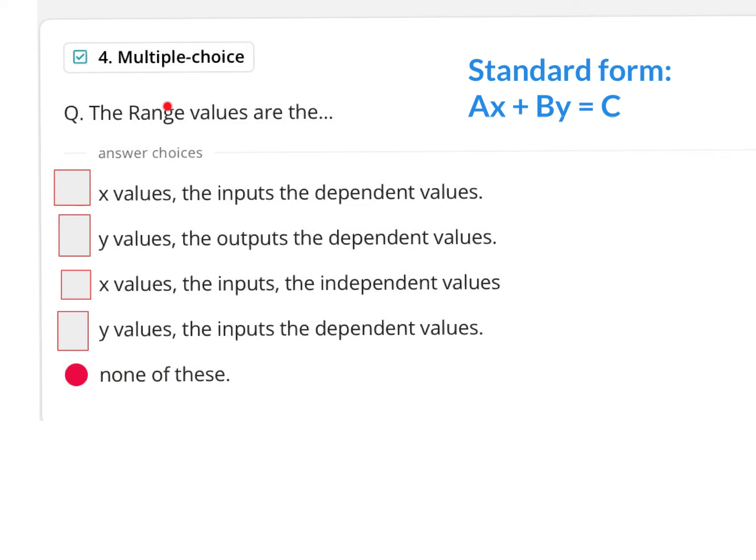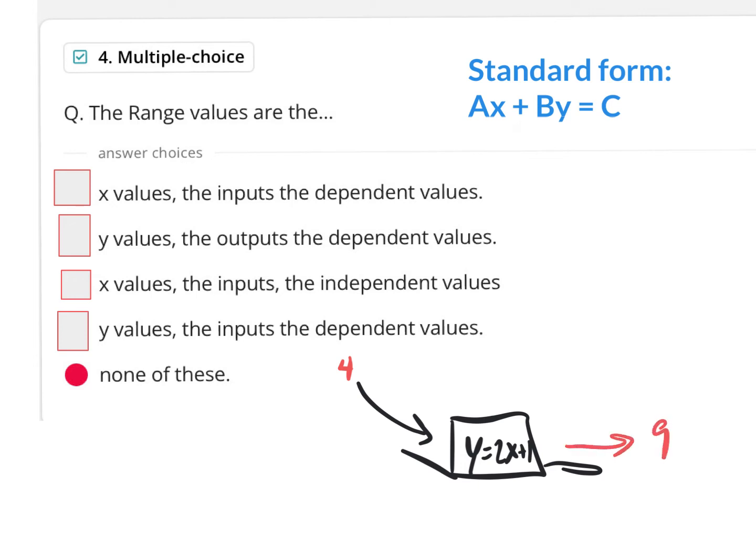But anyways, the range values are, well, I hope we remember when we did make that machine. You guys remember that machine, that there was an input and an output? The input went into, let's say, the x value. The input goes into the x value. So let's say you had the input of 4. You would plug in the 4, the input, right into the x value. And that became 2 times 4, which is 8 plus 1. It came out as a 9, okay?